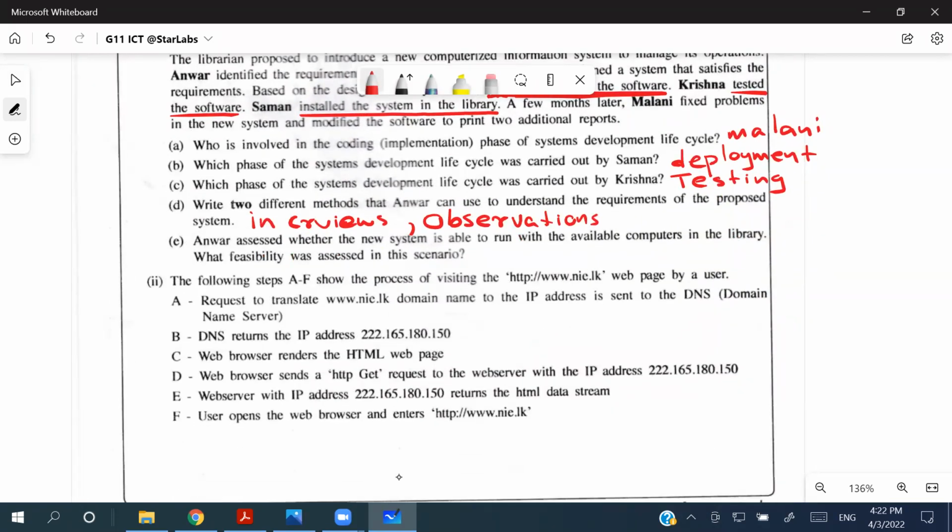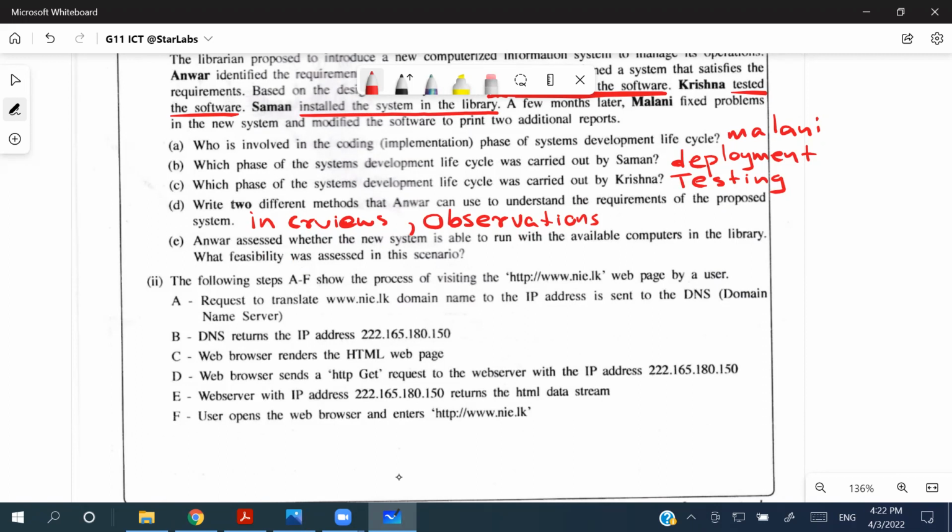Yeah. So here what they are saying is, they are asking you to arrange the things accordingly. When someone is trying to access www.ni.lk, what should be the flow, right? So let's see.